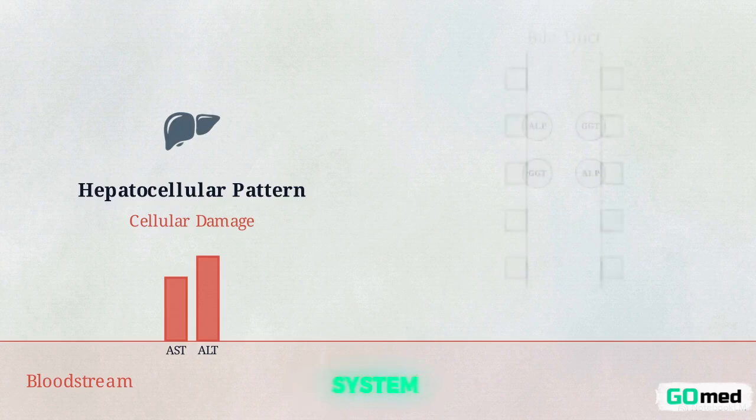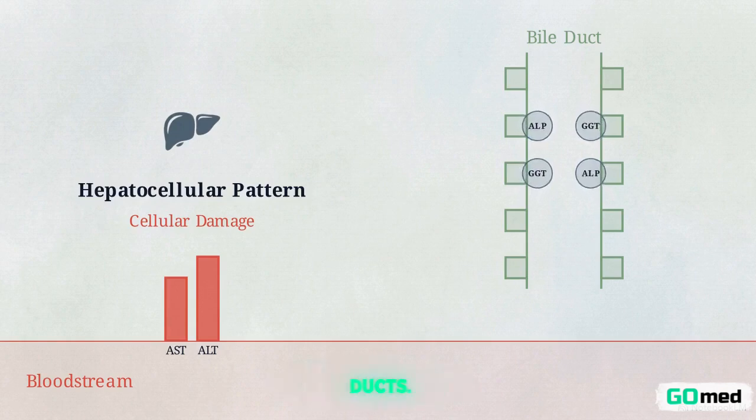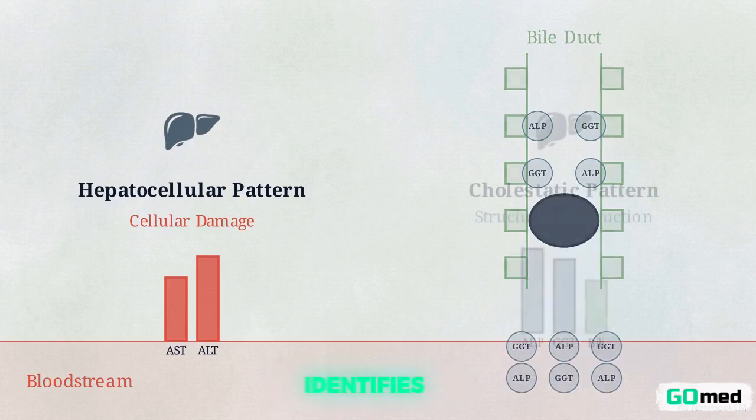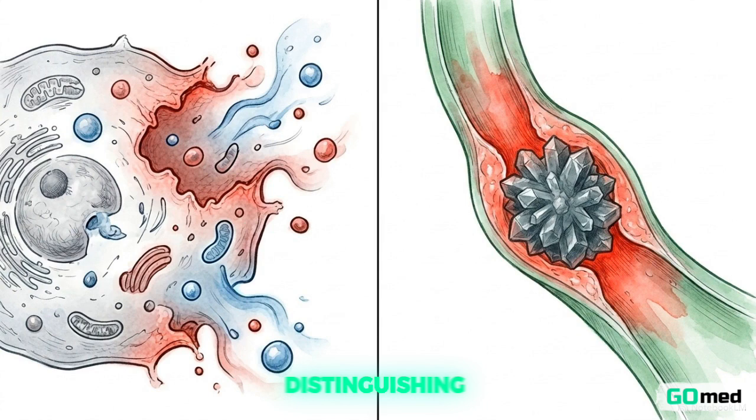The biliary system follows a different rule. Membrane-bound enzymes, ALP and GGT, are concentrated in the bile ducts. Their serum levels rise when physical obstruction triggers increased synthesis. This elevation identifies a cholestatic pattern, indicating a biliary blockage. Distinguishing these two patterns narrows the clinical focus. AST and ALT indicate cellular damage, while ALP and GGT indicate a structural plumbing issue.